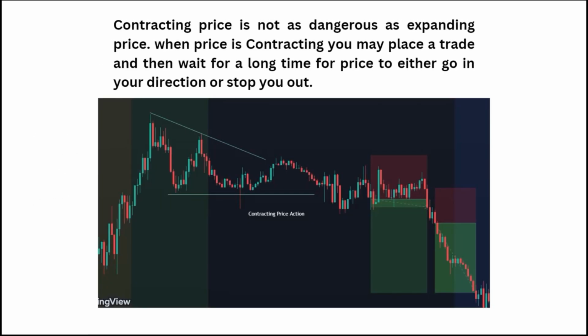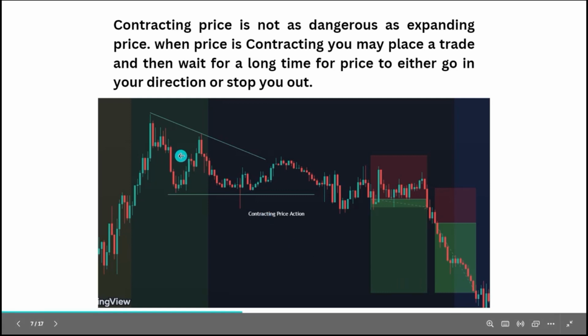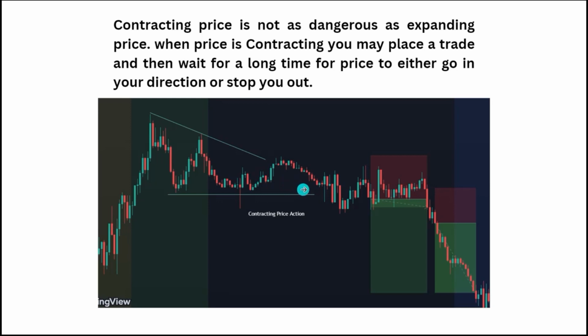Contracting price is not as dangerous as expanding price. When price is contracting, you may place a trade and then wait for a long time for price to either go in your direction or stop you out. As we can see in this example, price contracted and then stayed in that contraction for a long time. Then it broke out around here and retraced to create an entry.